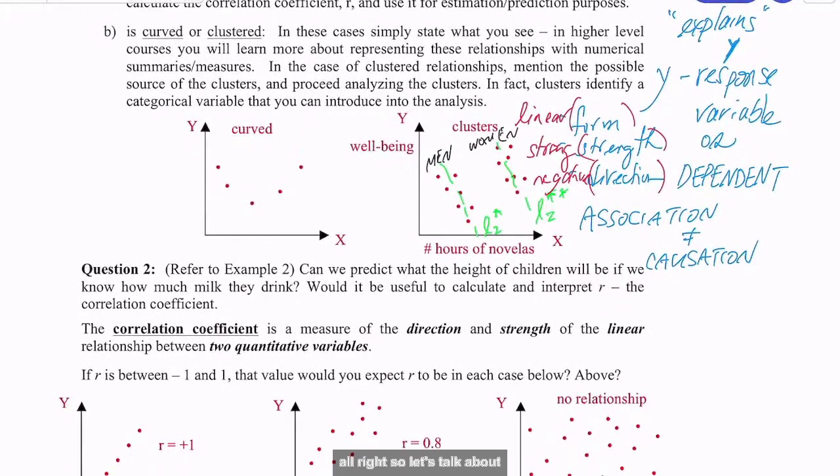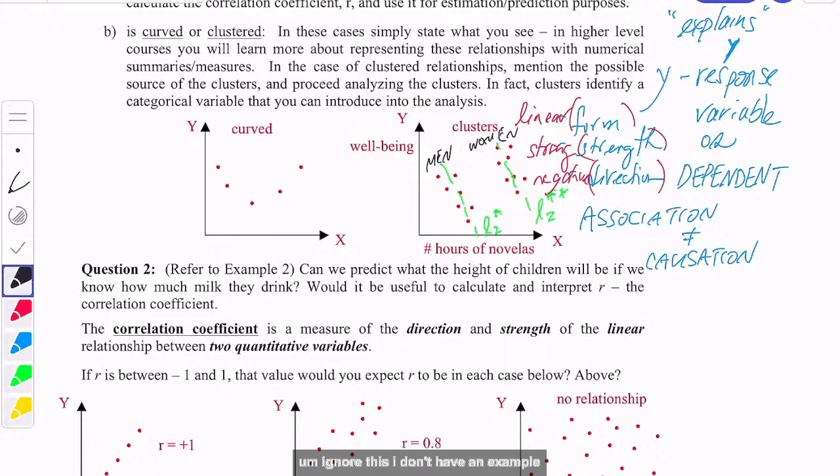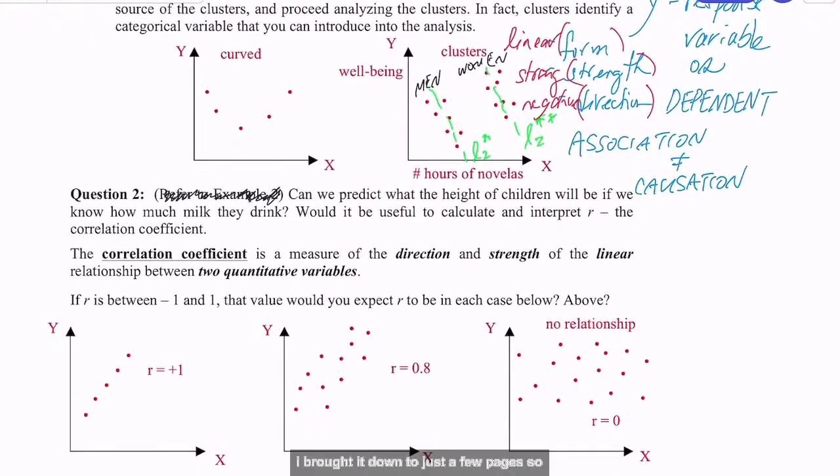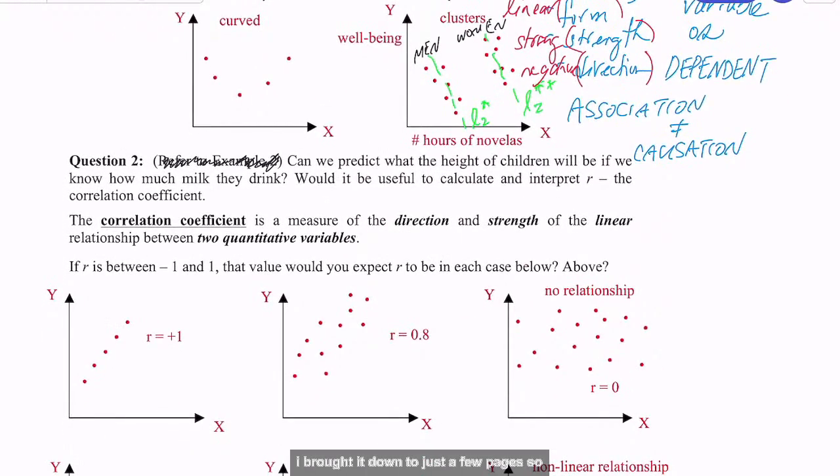All right, so let's talk about lines then. Ignore this. I don't have an example 2. I should probably edit that. This is just from other notes, because I cut this from some other notes that I had and brought it down to just a few pages.